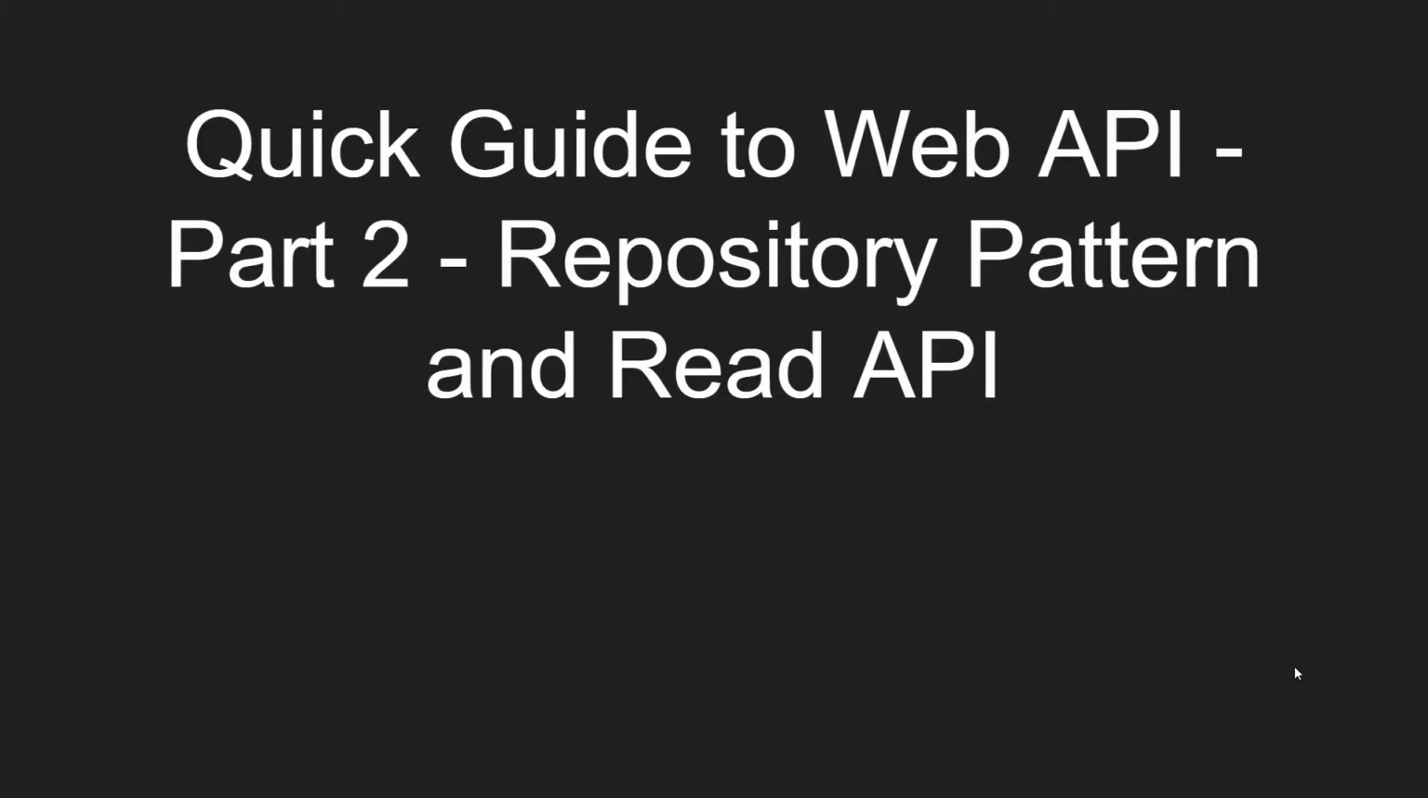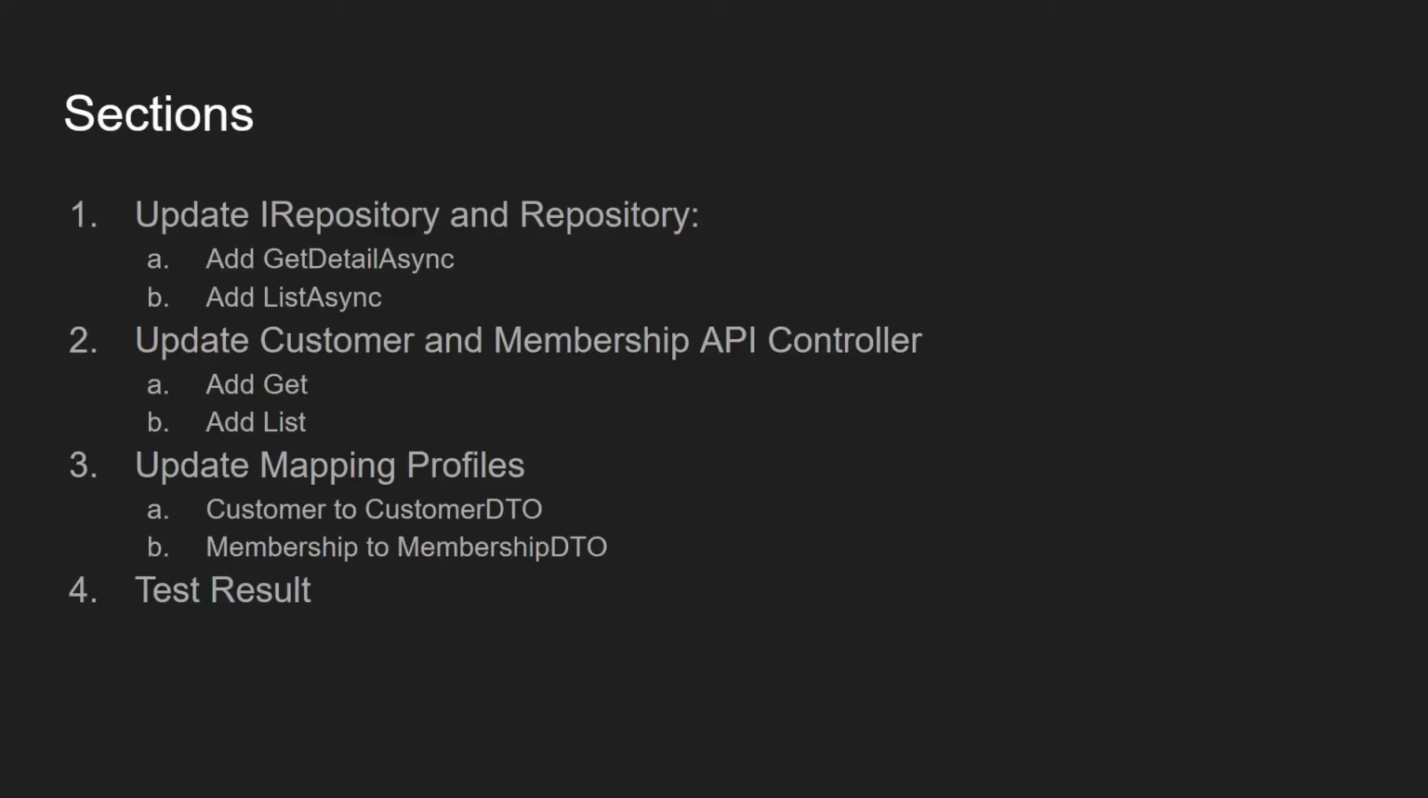Hello, in this video, we will implement the Read operation of CRUD using the repository pattern and also create a web API. The following are the sections for this video. First, we will update IRepository and Repository to add GetDetailAsync and ListAsync. Then we will update the customer and membership API to add get and list methods. After that, we'll be updating the mapping profile of customer and membership. Lastly, we'll test our code.